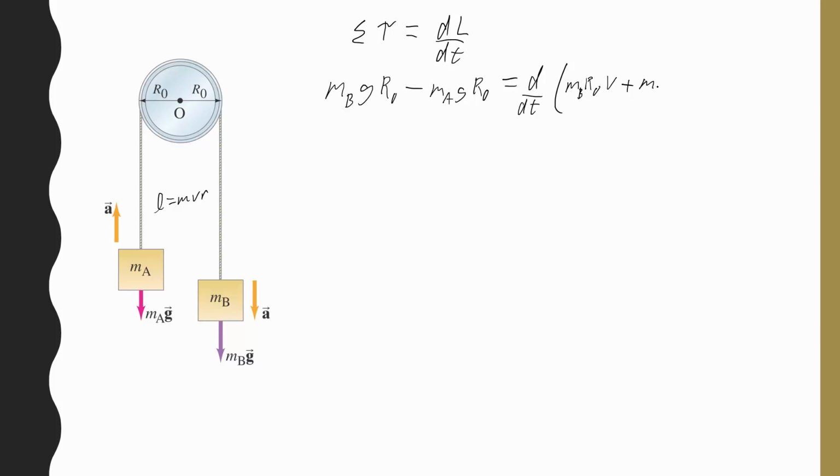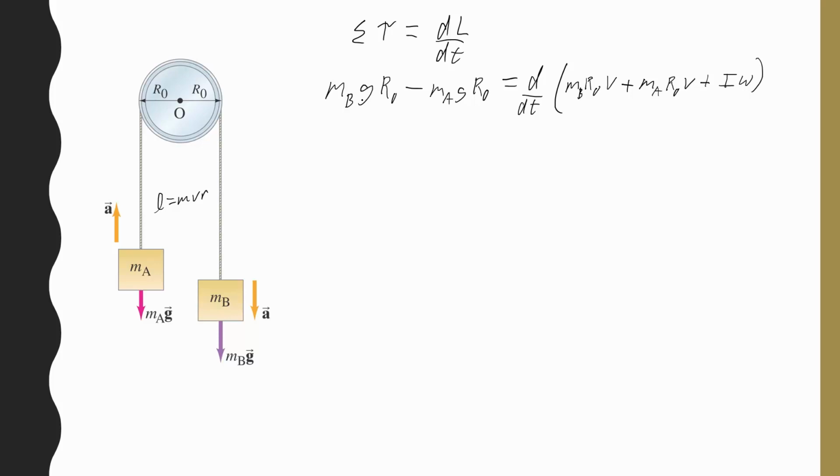So that's going to be M_A R0 v, and these are going to be the same v's because we're assuming this rope isn't stretching or compressing. We're also assuming it's massless, so we're going to ignore that rope. And then we need the angular momentum of the disk, which we can just say is I omega for now. So we've got this whole thing.